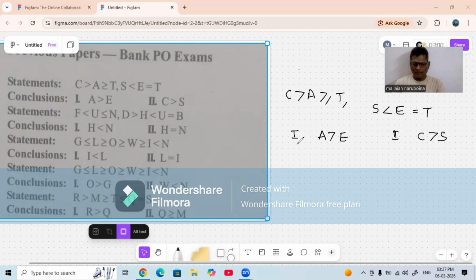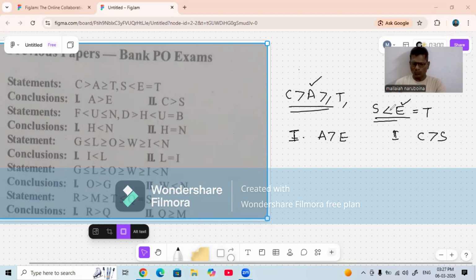Let's begin. These Roman numerals, one is the first conclusion, this is the second conclusion. These are statements. From the statements, we have to prove these conclusions. Now we are checking whether A greater than E is valid or not. That means whether we can get A greater than E from the given statements. We have to establish a relation between A and E. Here is A, here is E.